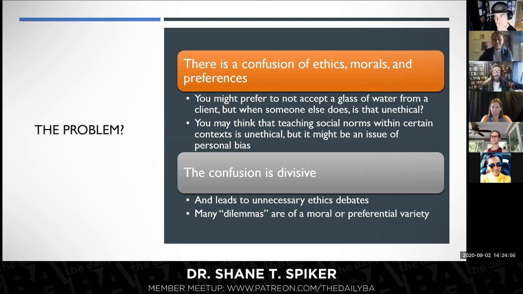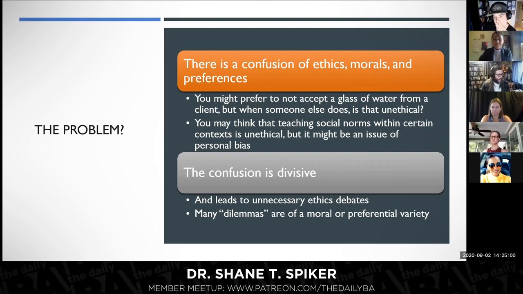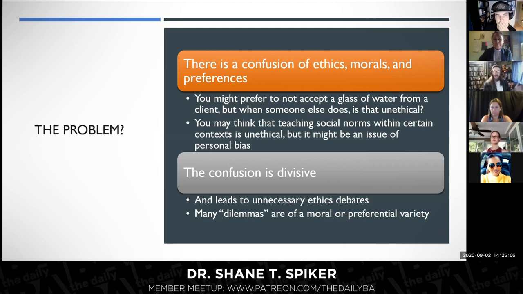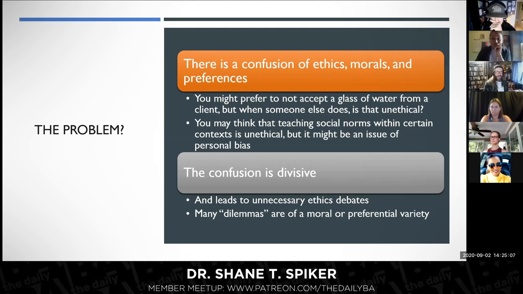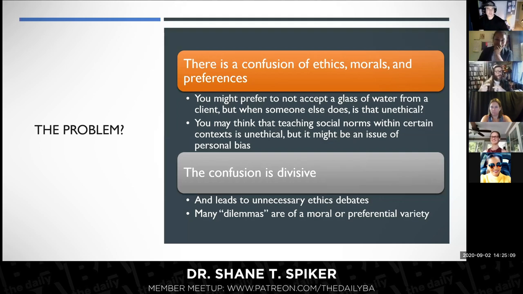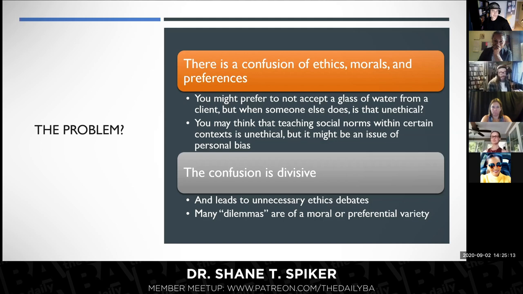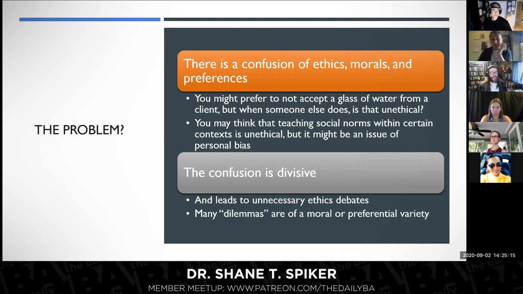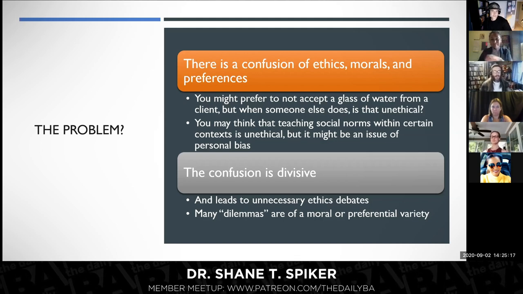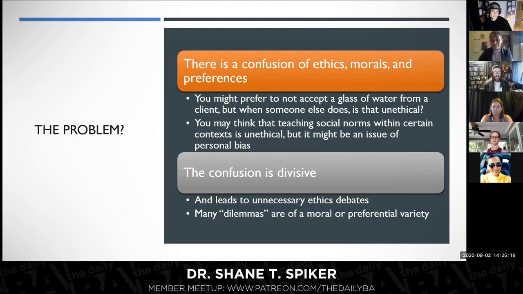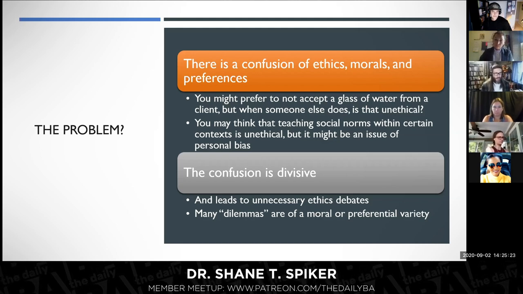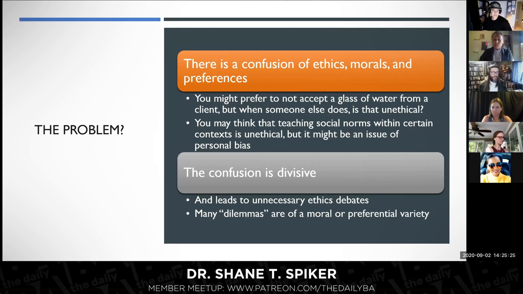And so that becomes a unique situation where, I just heard something the other day. Somebody was talking about a task analysis, and they wrote up this whole task analysis for a family, and the family couldn't do it because that's not how they washed their clothes, right? They had to rewrite it based on how the family did their laundry, not how the behavior analyst did their laundry. Funny things like that happen, and it becomes divisive and becomes this whole debate about stuff. A lot of these dilemmas become moral or preferential issues, not necessarily ethics issues, right?